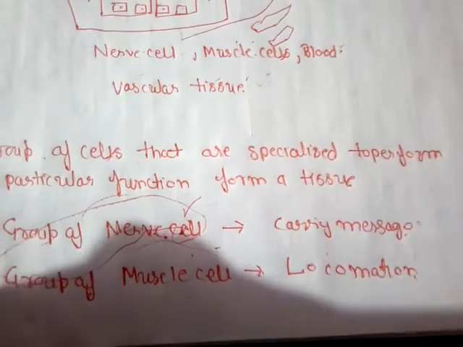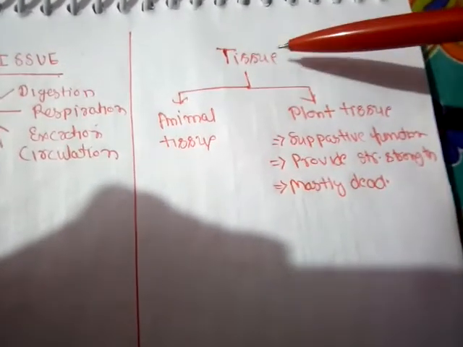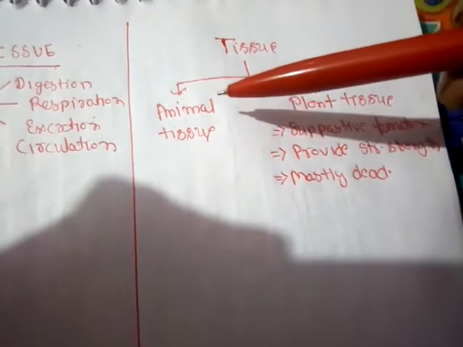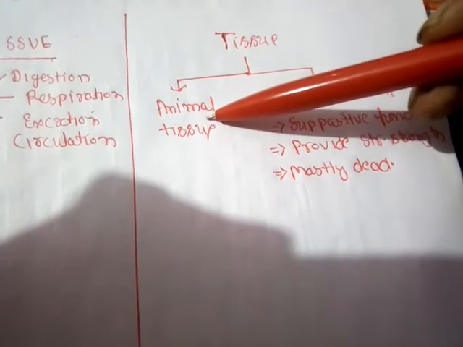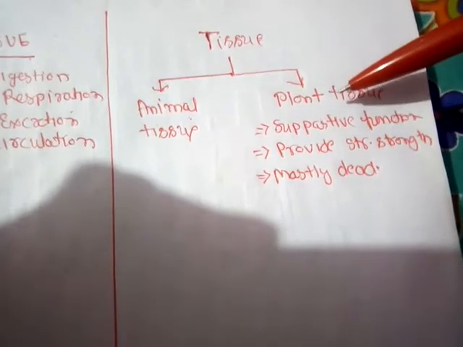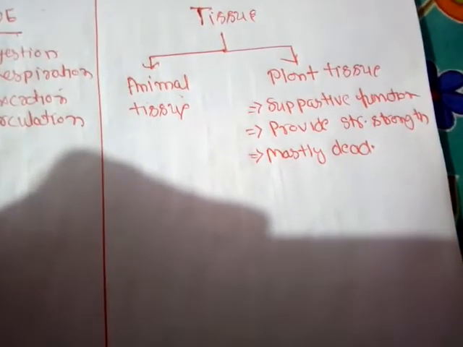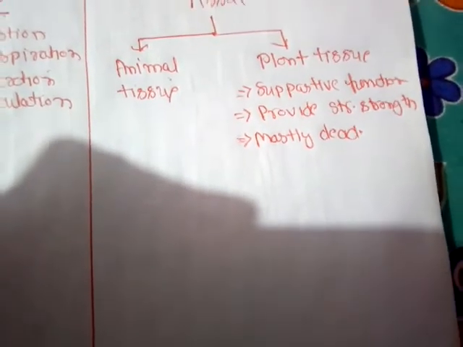that group of cells is considered as a tissue. Depending upon their occurrence, where they are found, the tissues can be classified into two categories. The tissues that are found in animals, they are called animal tissue, and we will discuss about the animal tissues in a separate video. The second is the plant tissue. The tissues that are found in plants, they are called plant tissue. As you can see, there are many differences between the plants and animals, and that is why there are several differences that can be seen in the plant and animal tissue.